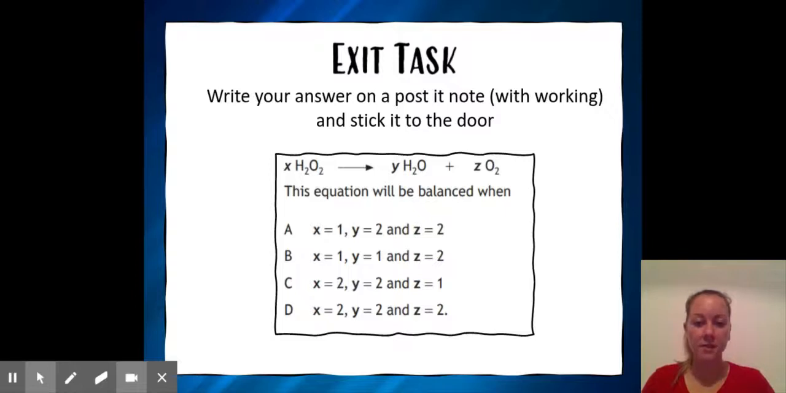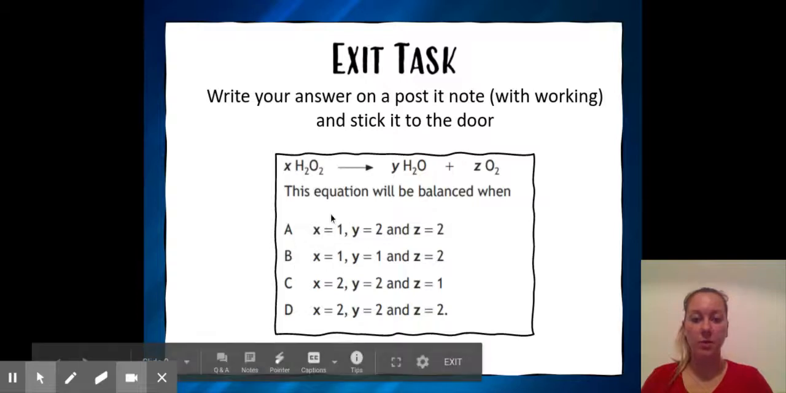So we have XH2O2 turning into YH2O plus ZO2. And the question says, this equation will be balanced when, and you have 4 options. Now, from these 4 options, it's easy to see that X can either equal 1 or 2. No other number can go in there because there's no other options. Those are the only options we are presented with. So the strategy that I use for this question is just simply plug in the numbers and see if it balances. So let's start with the situation where X equals 1.